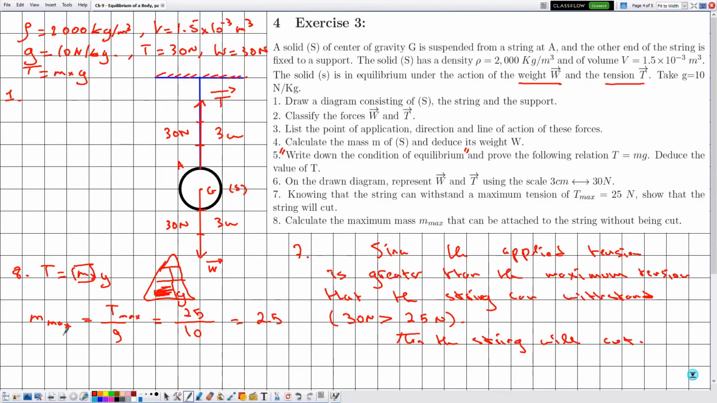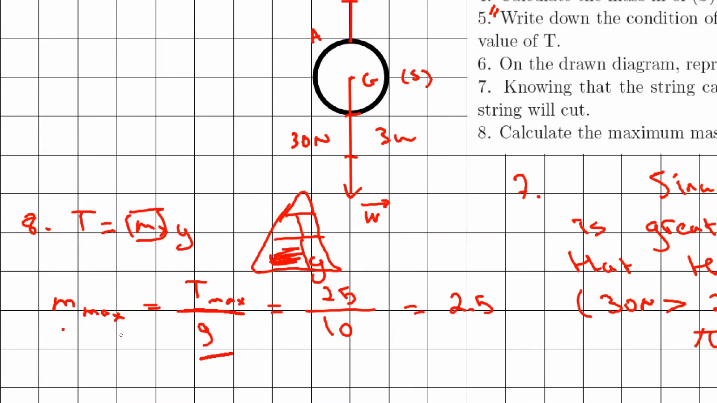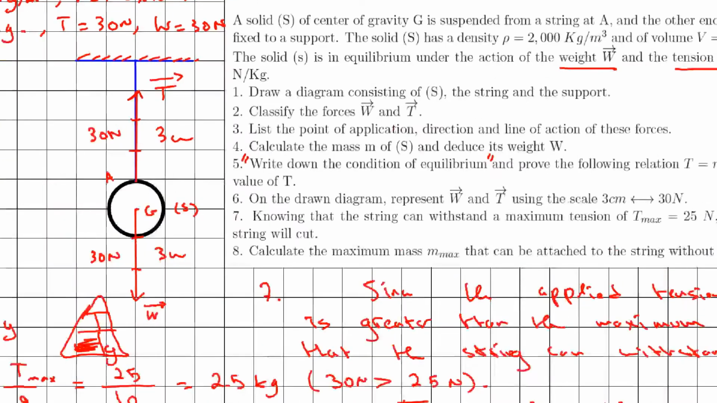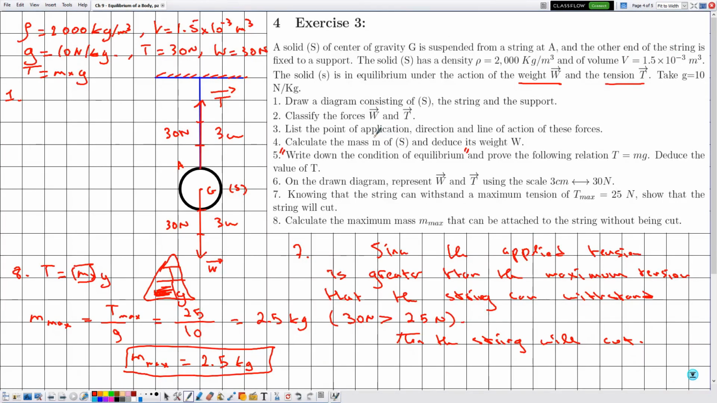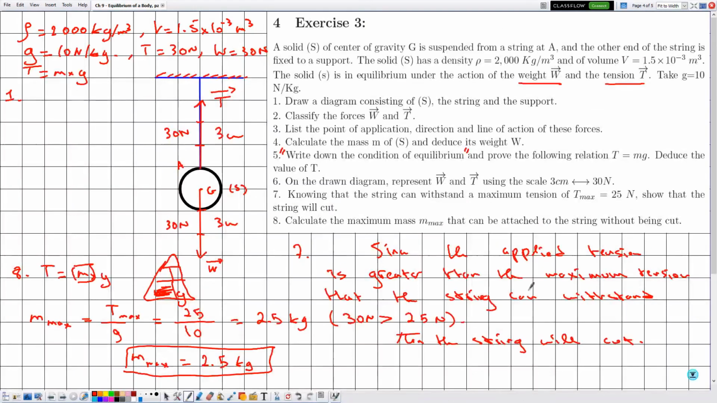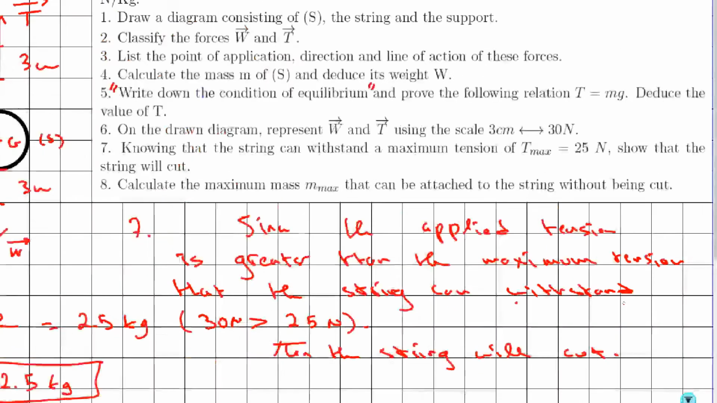Since everything is expressed in the SI, T max and G, the value of M max will be in the SI, which is kilograms. Then the maximum mass that the string can withstand is 2.5 kilograms. And this is reasonable. Why? Because if you compare the original mass, which we determined was 3 kilograms, notice that the applied mass is also greater than the maximum mass, which reflects the fact that the applied tension coming from the applied weight is greater than the maximum tension that the string can withstand.